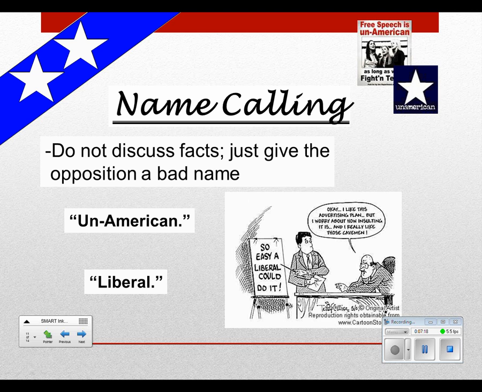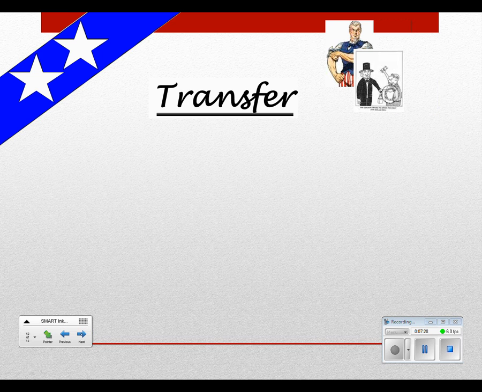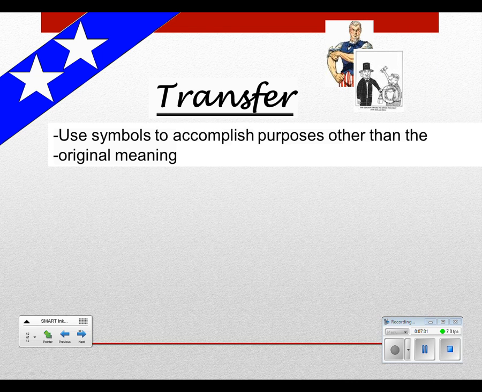George Bush probably did this the best by labeling John Kerry a flip-flopper. Okay, but if you call someone a name, get it to stick, that works. You probably won't see that in local politics because we generally don't get too dirty unless we send out anonymous mailers. Okay, transfer ads. This is where you use a symbol to accomplish purposes other than the original meaning.